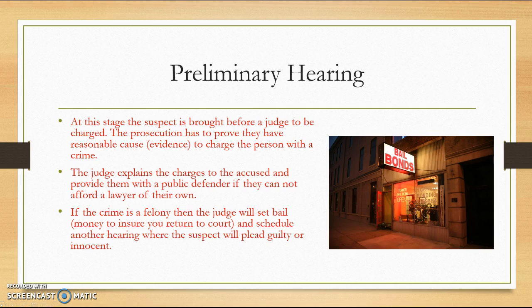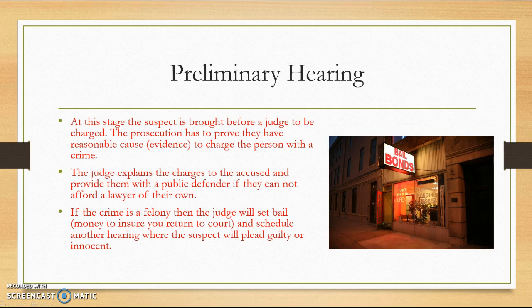Next up in our system is what we call a preliminary hearing. At this stage, the suspect is brought before a judge to be charged. The prosecution has to prove reasonable cause. They have to have evidence to charge the person with a crime. The judge's job is to explain the charges to the accused and to provide them with a lawyer, what's known as a public defender, if they can't afford one on their own. Public defenders actually work for the government, just like the prosecution does, but they're on different teams.